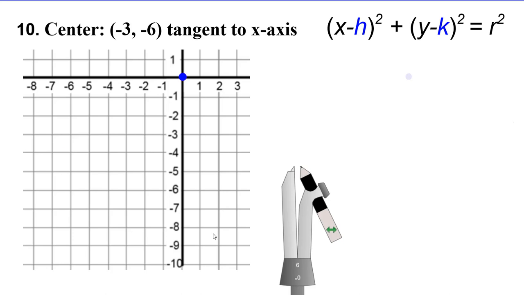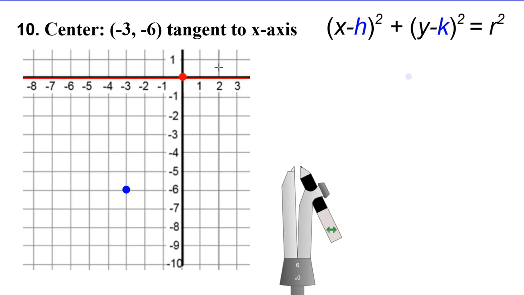All right, number 10. So they give us a center of -3, -6. We want to find the tangent to the x-axis. So it's centered at -3, -6, so we can graph that. Now, if we're going to have a circle that's tangent to the x-axis, first of all, the x-axis is going to be this line right here, right? So it's going to be tangent to this line.